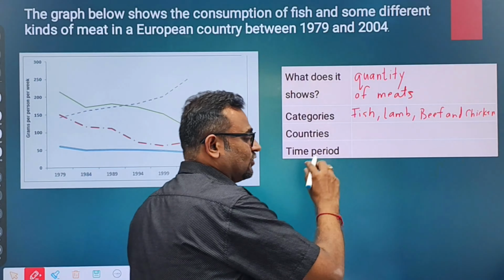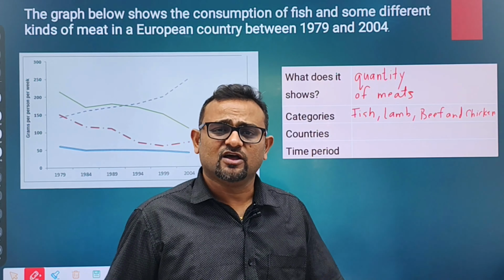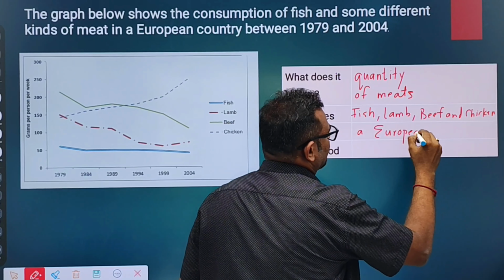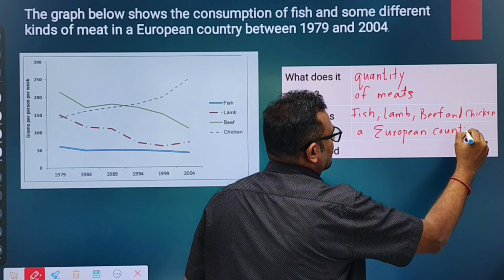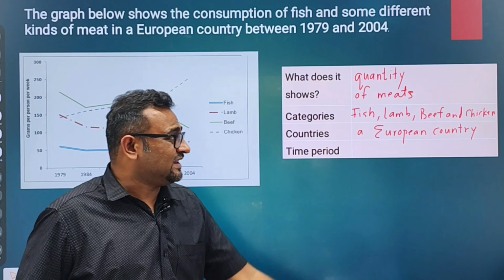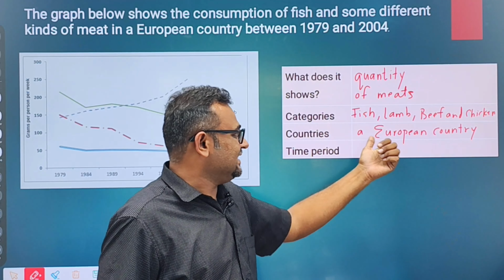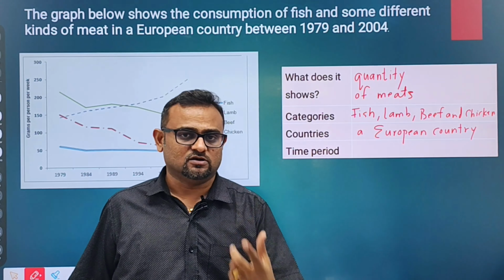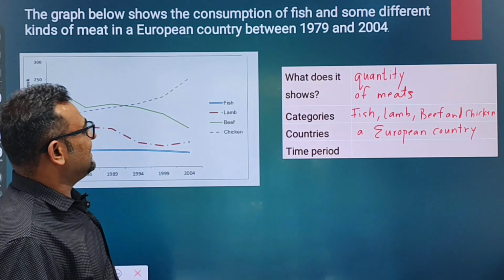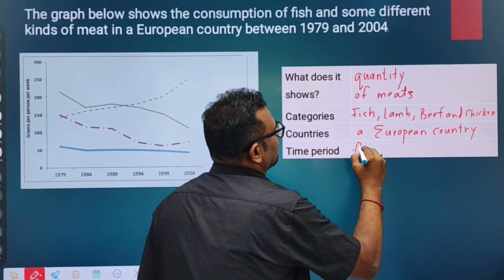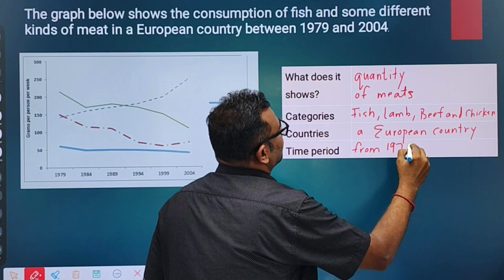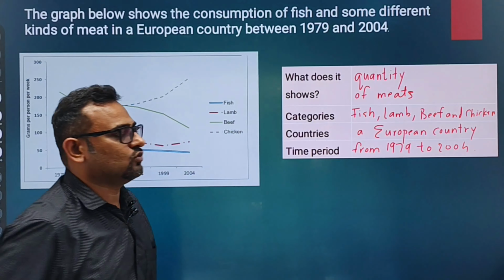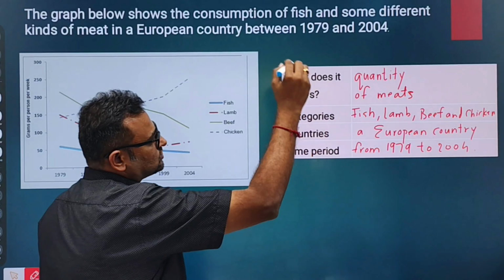Means in general, we don't know which specific country that is, but in general, there is a European country. So I've written a European country. Okay, don't write down any specific country just by looking at the graph. You have to check the pronunciation. Its pronunciation starts with a vowel sound, so it will be 'a', not 'an'. And time period is from 1979 to 2004. Clear?